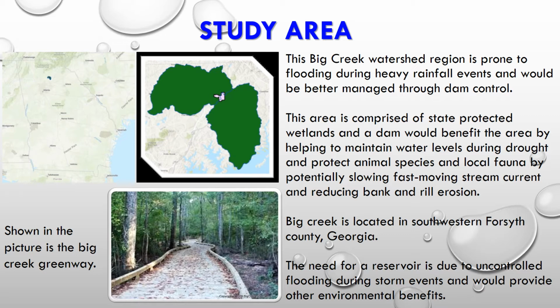The study area is comprised of state protected wetlands. So a dam certainly would benefit the area by helping to maintain water levels during drought and protect animal species, aquatic animals and other wild animals living around the urban center. And also local fauna will certainly benefit because it would reduce bank and rill erosion. Big Creek, as we already said, is located in southwest Forsyth County, Georgia. The need for a reservoir is due to uncontrolled flooding during storm events, and it would provide other environmental benefits.